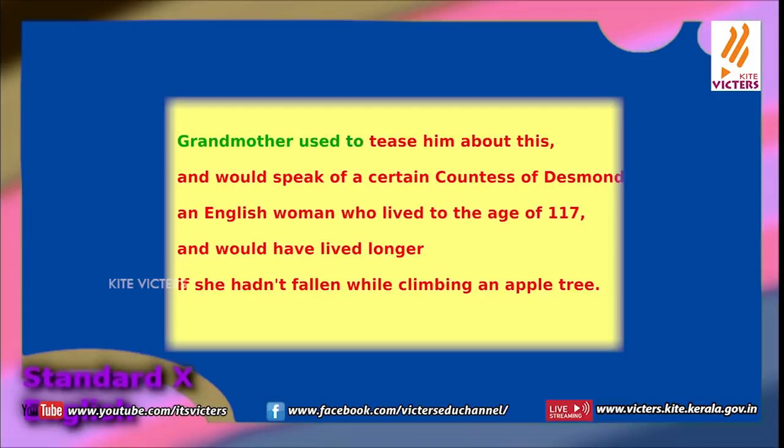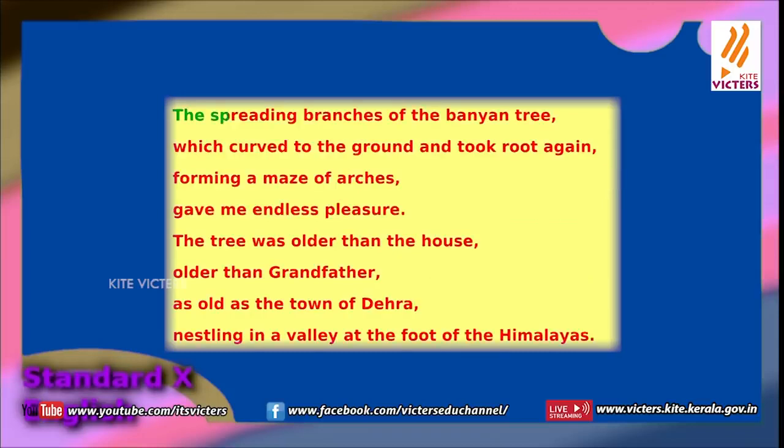Grandmother used to tease him about this and would speak of a certain Countess of Desmond, an English woman who lived to the age of 117 and would have lived longer if she hadn't fallen while climbing an apple tree. The spreading branches of the banyan tree, which curved to the ground and took root again, forming a maze of arches, gave me endless pleasure.